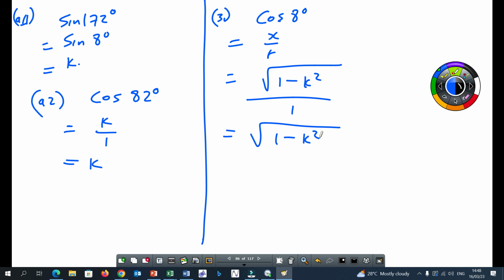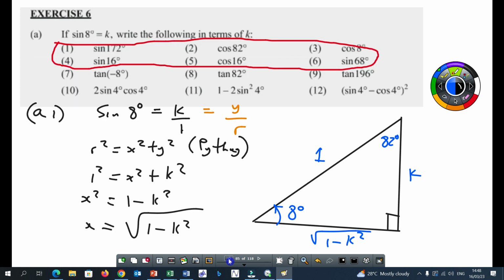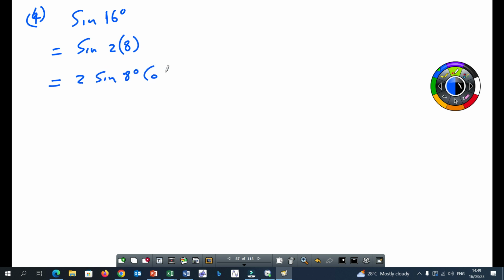Then the next one is sine 16 degrees. Now, what's the relationship between the 8 degrees and 16 degrees? 16 is a what? A double angle. So you can write this as sine 2 times 8 degrees, which is the same as 2 sine 8 degrees times cos 8 degrees. I'm applying the double angle there.